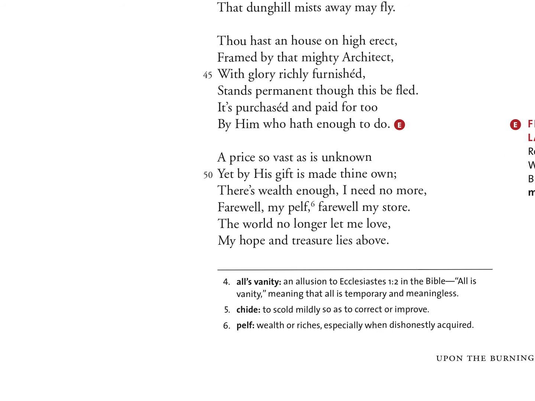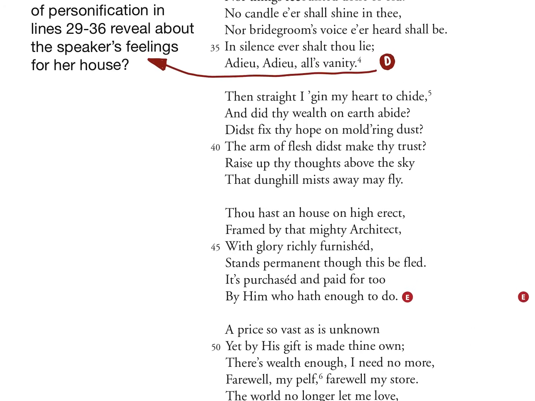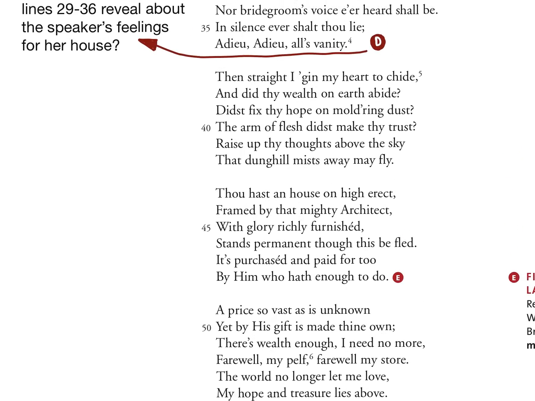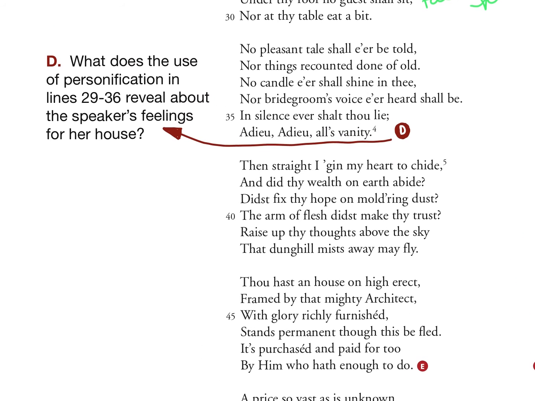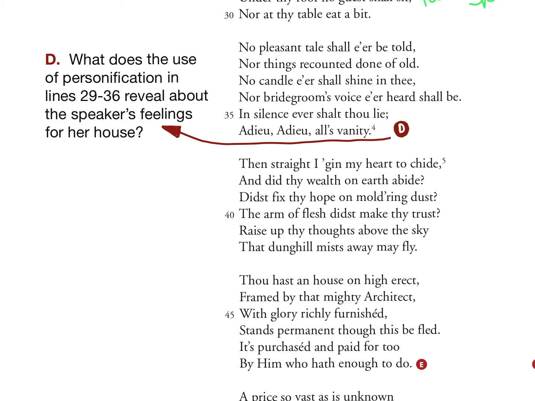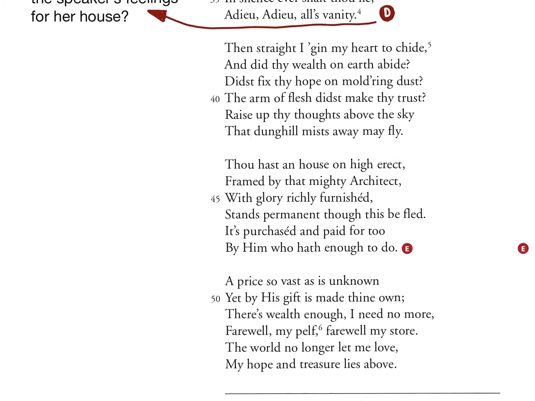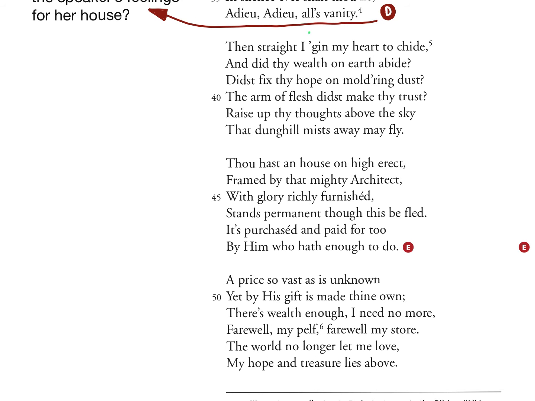Now you look down to your note, and it's her reference to her Puritan faith. Material wealth is temporary, and it really has no meaning. Okay? So we said you have an answer to your marginal question D. I'll let you look for that in your notes. So straight, then she said, I begin my heart to chide or chastise.